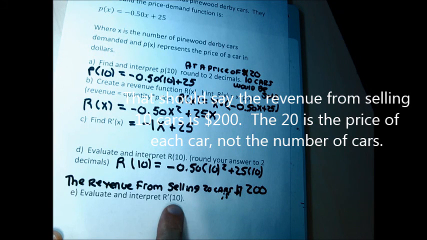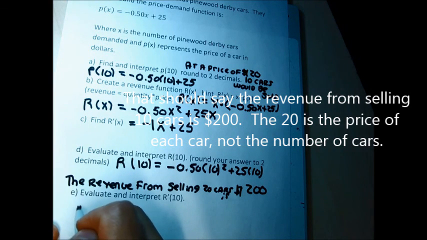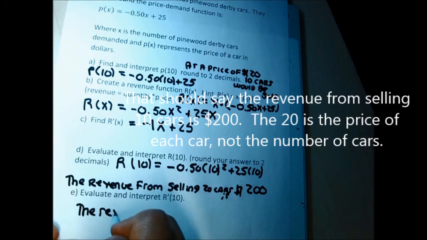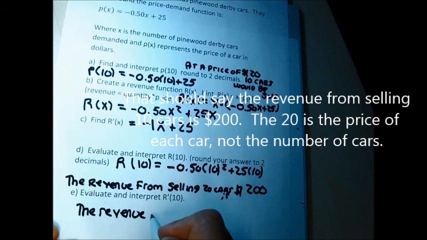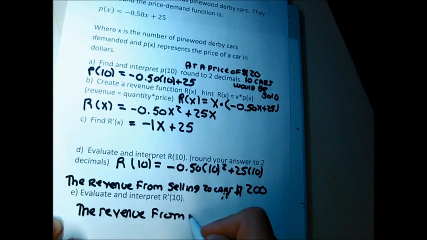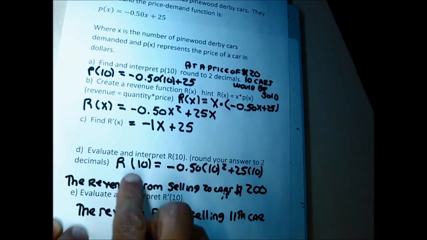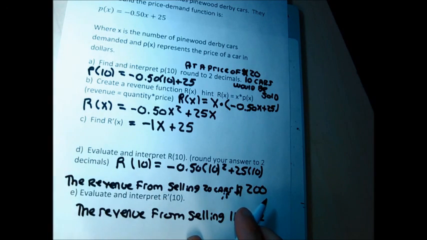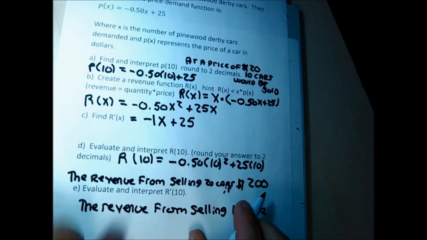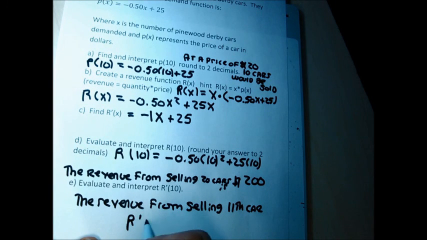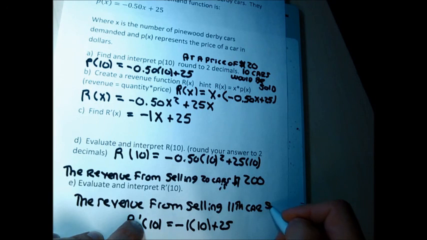That's going to be the revenue from selling the 11th car. So the revenue from selling the 11th car, that's what I get when I plug 10 into the derivative. So R prime of x is negative 1x plus 25. So I'd go R prime of 10 is negative 1 times 10 plus 25. That I could do in my head. That's negative 10 plus 25, which is 15 bucks.